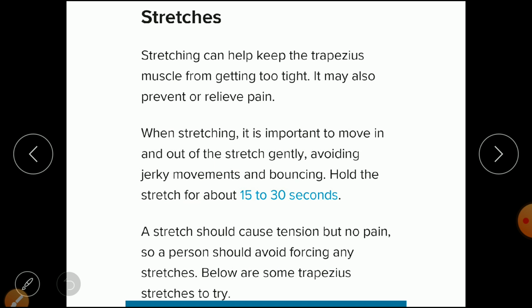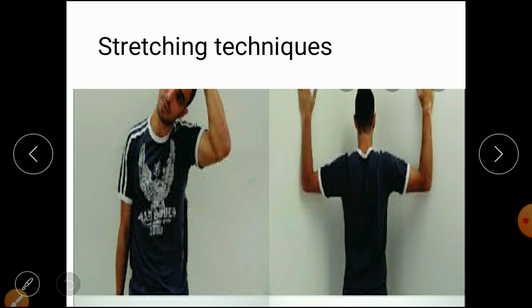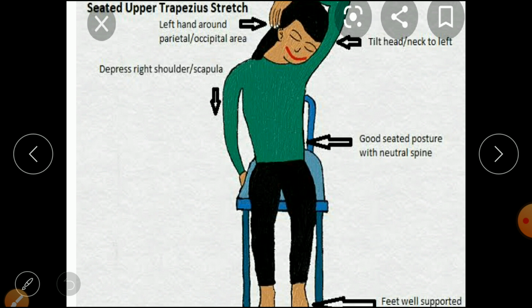When stretching, it is important to move in and out of the stretch gently, avoiding jerky movements and bouncing. Hold the stretch for about 15 to 30 seconds. For that, you apply some stretching techniques. Let's see. In the first figure, the patient is in the standing position and just flexes the neck to the ipsilateral side. That gives an upper trapezius stretch. In the second diagram, it is also standing with wall support. Just retract the scapula. This also stretches your trapezius.